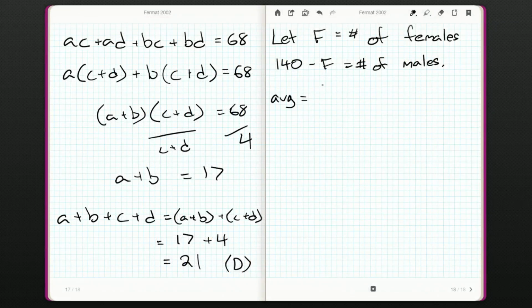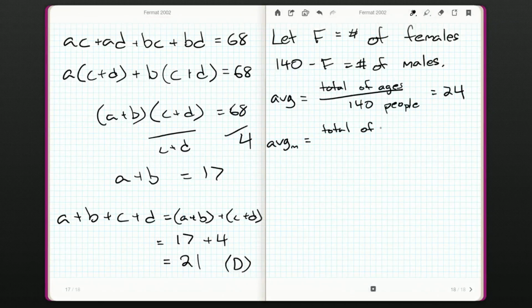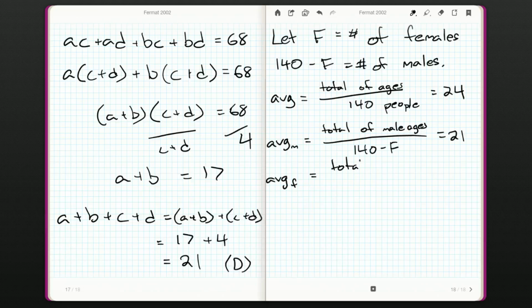So our average age is the total of all the ages over 140 people. We're told that that's 24. So the average for the males is the total of the ages of the men divided by how many males there are. And that's 140 minus F. And we're told that this is 21. And the average age for the females, slightly higher, but still with the exact same formula, is going to be 28. And so we add up all the female ages and divide by the number of females, and that's what gives us the average. It's the same formula being used each time, the calculation of an average: a total divided by how many things made up the total. Okay.